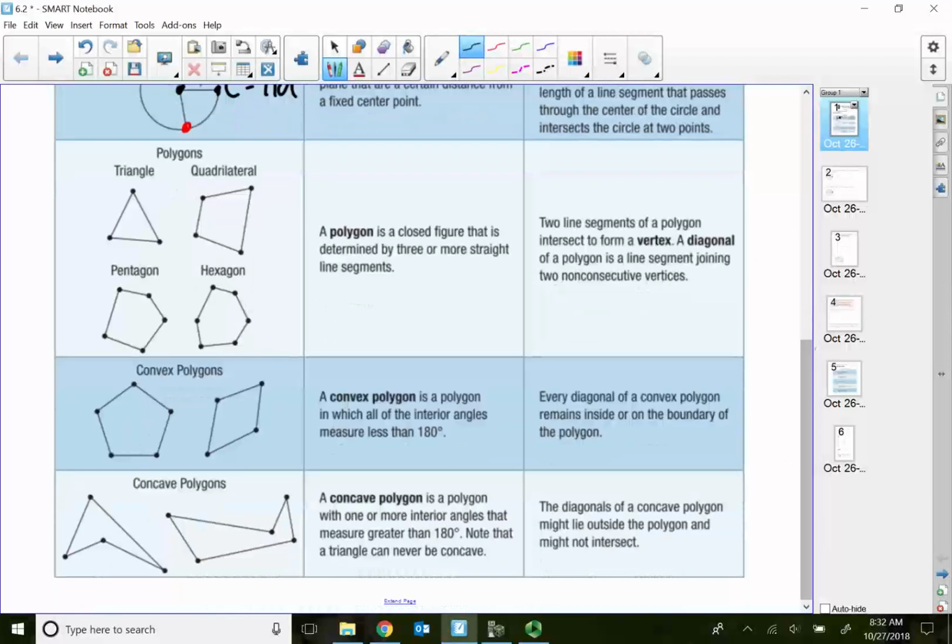A concave polygon is a polygon with one or more interior angles that measure greater than 180 degrees. This word has come up twice now: interior angles are angles that are inside the polygon. If all the interior angles are less than 180 degrees, then it's called a convex polygon. If one or more interior angles is greater than 180, like this one, then we call it a concave polygon.